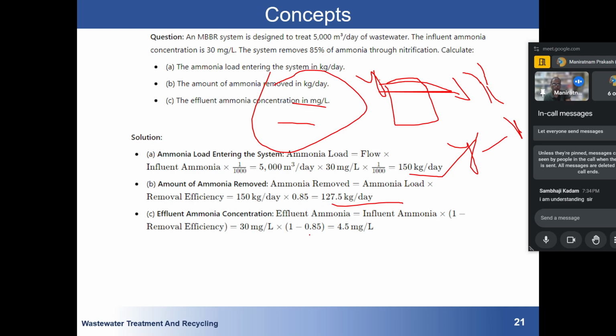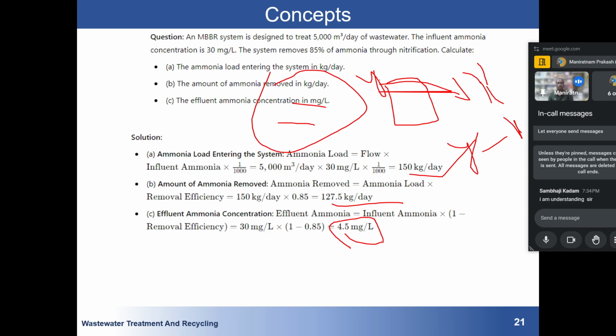And remember the effluent, which you can see finally, depending upon the efficiency, the final concentration of ammonia, if it matches our CPCB rule, then we can discharge this water for irrigational purpose.